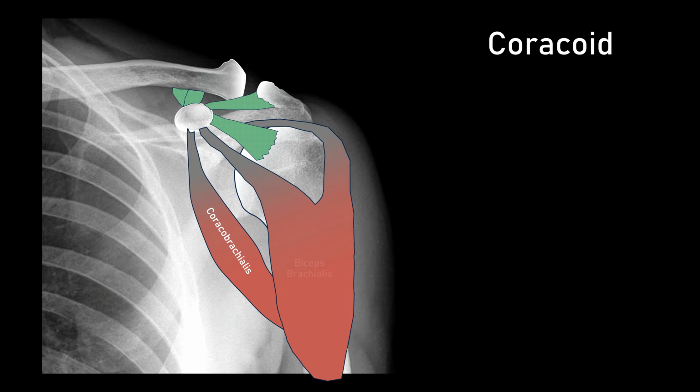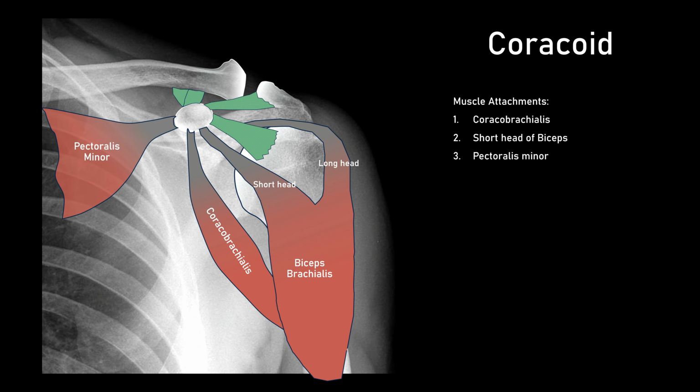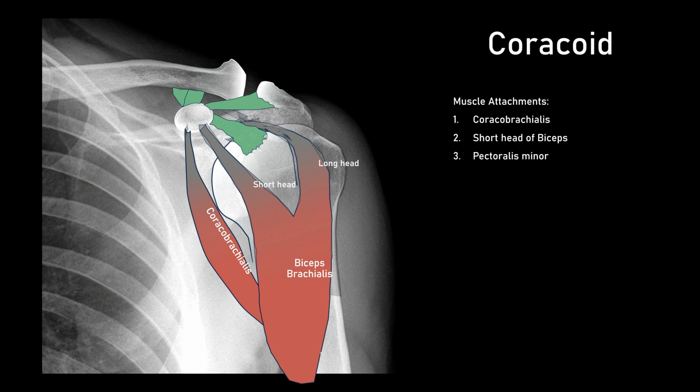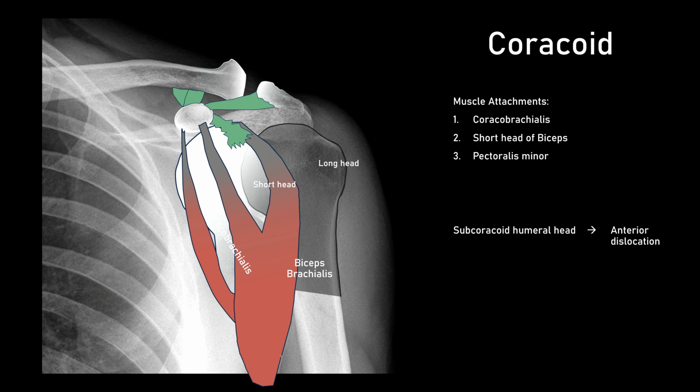Then the short head of biceps attaches to the coracoid, and the long head goes above the head of humerus through the bicipital groove and attaches at the superior aspect of the glenoid. And the third muscle which attaches to the coracoid is the pectoralis minor muscle. If the head of humerus has a subcoracoid location, it suggests an anterior dislocation of the humerus.